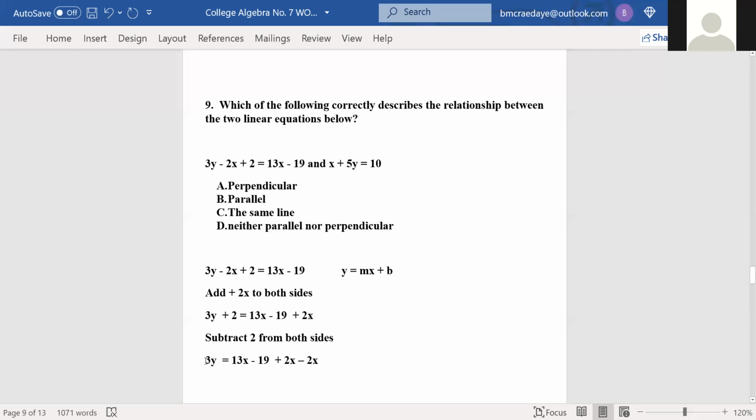Now let's work with the right side. Let's combine our like terms. So it's gonna be 13x.